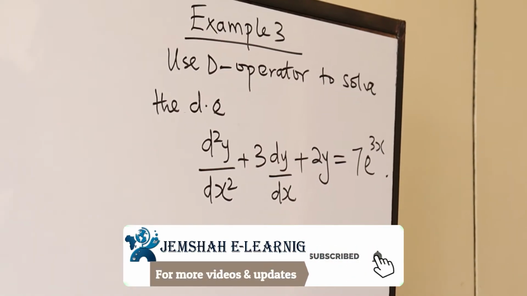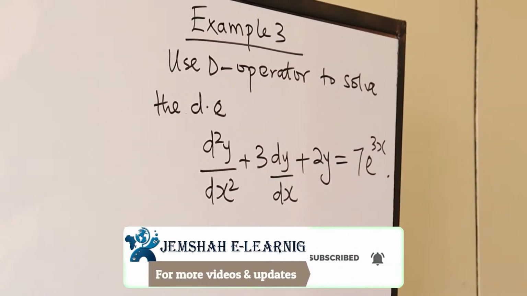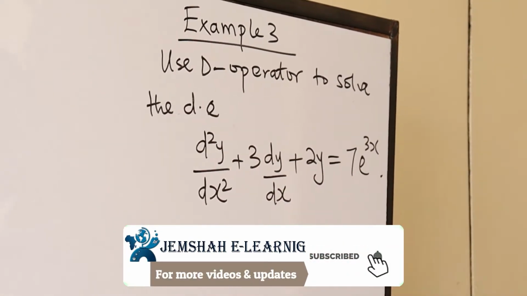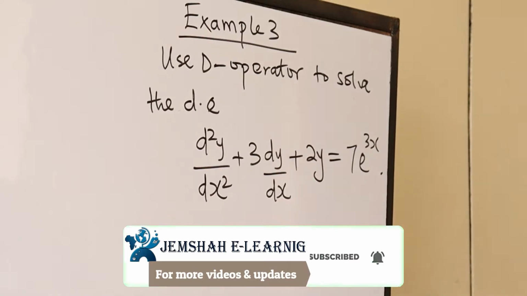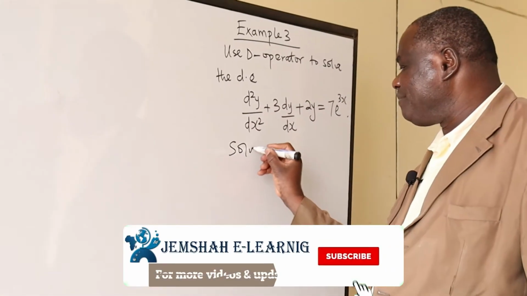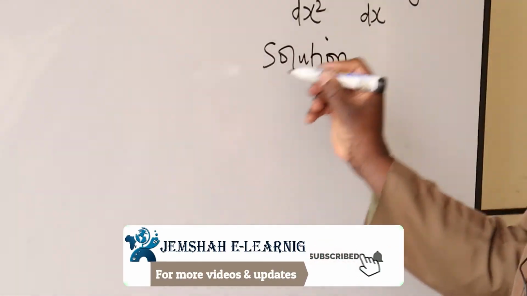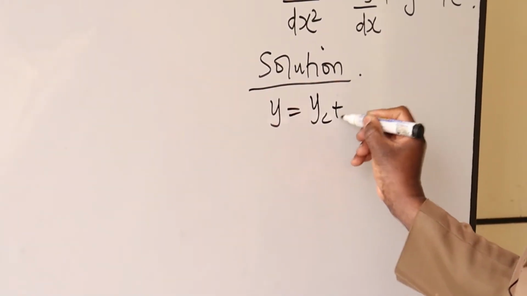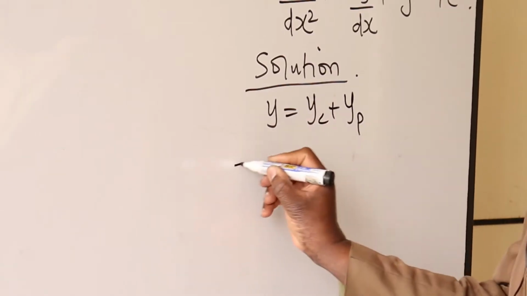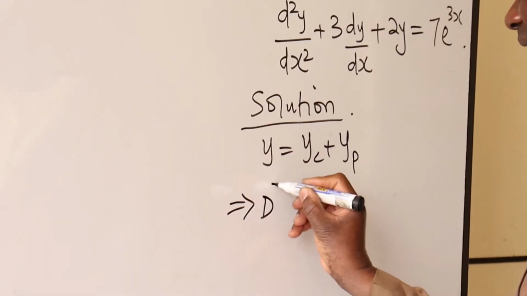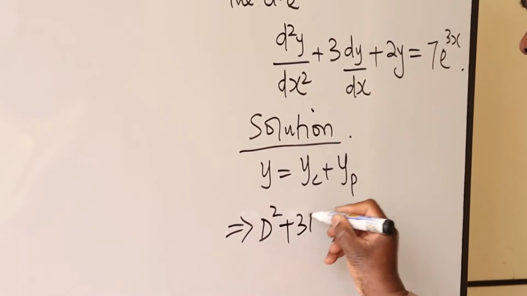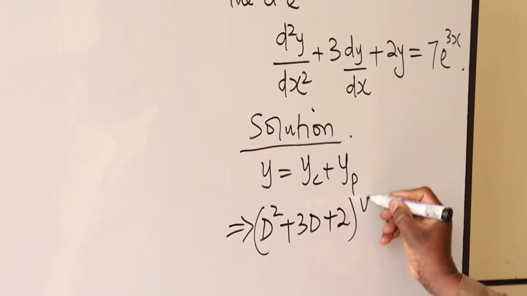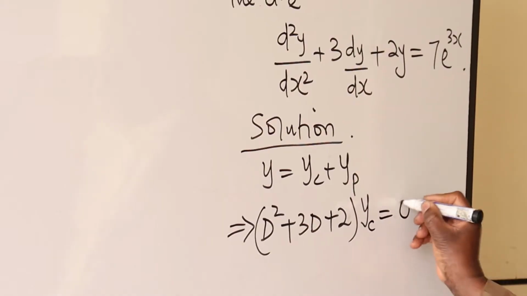So use the operator to solve d squared y dx squared plus 3 dy dx plus 2y is equal to 7 exponential 3x. So in our solution, y will be equal to yc plus yp. This implies what? D squared plus 3d plus 2 into yc is equal to 0.